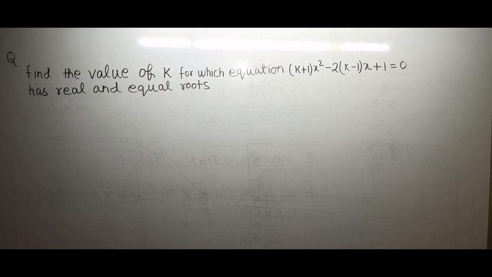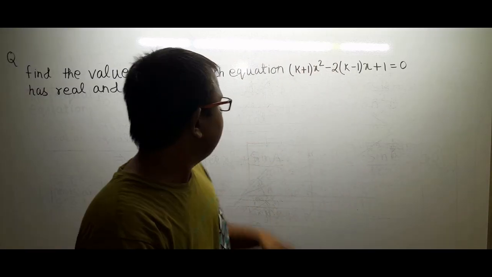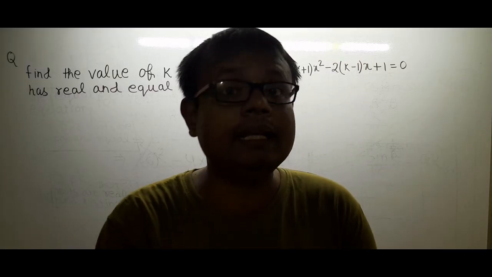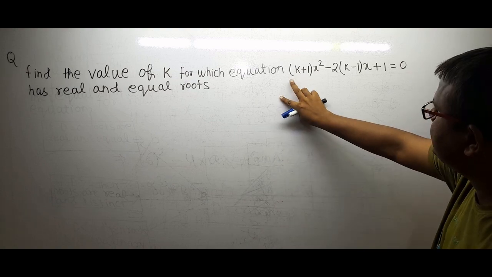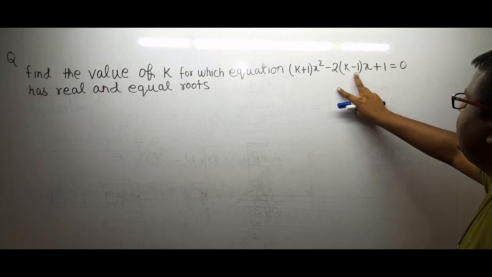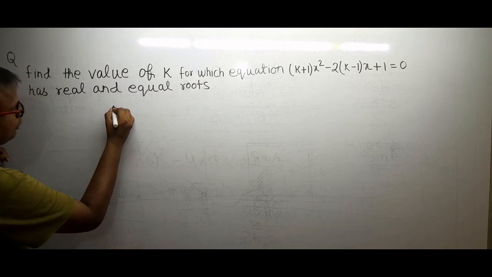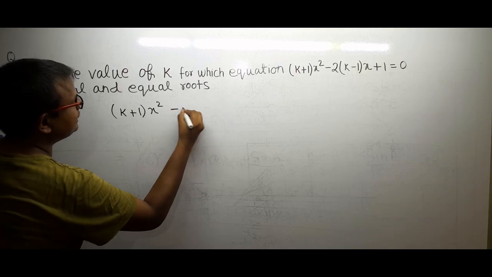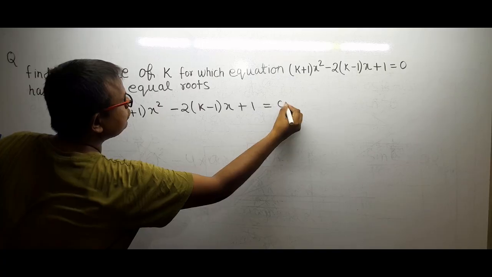Okay guys, so now on the same concept we will solve one more problem for real and equal roots. For the case of real and equal roots, we have to find the value of k here. The given equation is (k + 1)x² − 2(k − 1)x + 1 = 0. So the quadratic equation is (k + 1)x² − 2(k − 1)x + 1 = 0.